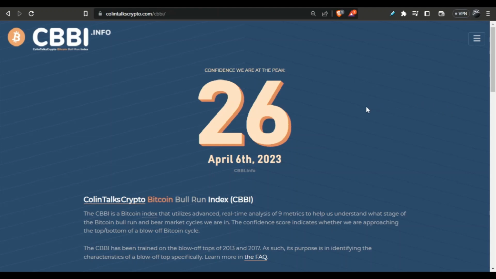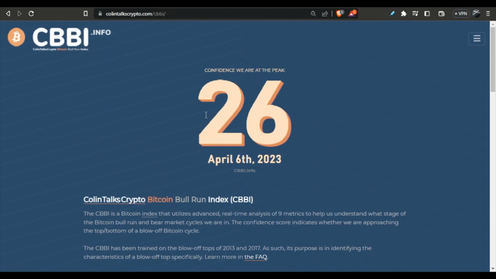So to start off, we're gonna take a look at CoinTalks Crypto. This is the Bitcoin Bull Run Index. This is a bunch of on-chain metrics, which gives us a score at the end of the day of where we are from a top or a bottom based on different numbers of different metrics. So our score on April the 6th would be 26, where the least score would be 1 and the highest score would be 100.